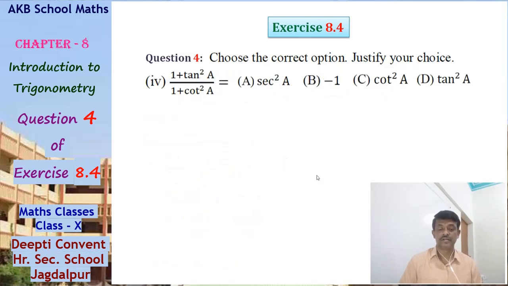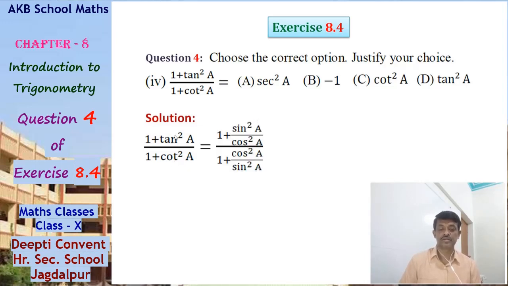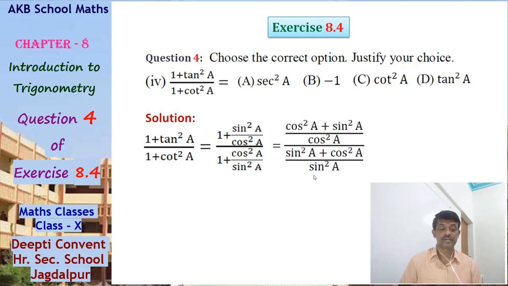Now question 4. Okay, 1 plus tan square A upon 1 plus cot square A. Let us solve. Tan and cot also we convert in sin and cos. Tan is sin by cos, cot is cos by sin. Now taking LCM, solve it. Cos square A plus sin square A upon sin square A plus cos square A. We know that this is equal to 1, this is equal to 1. So we can write like this: 1 upon cos square A upon 1 upon sin square A.